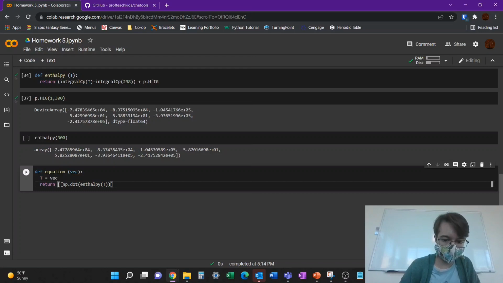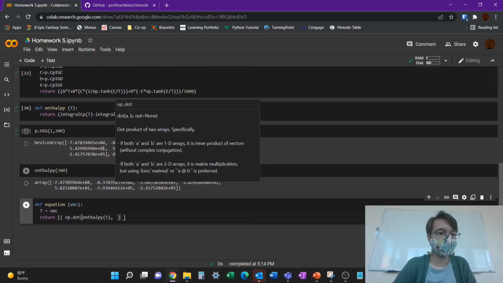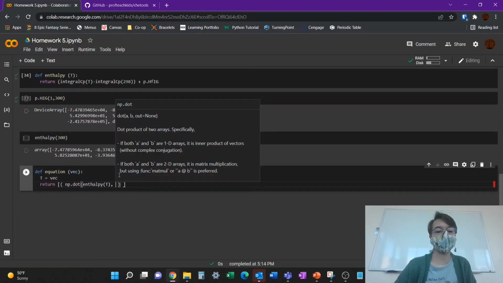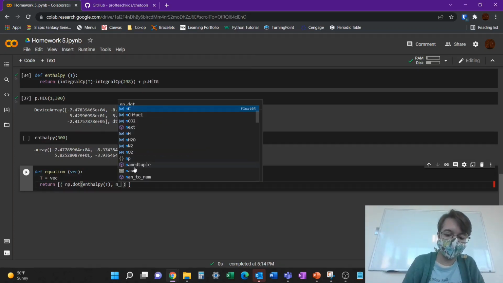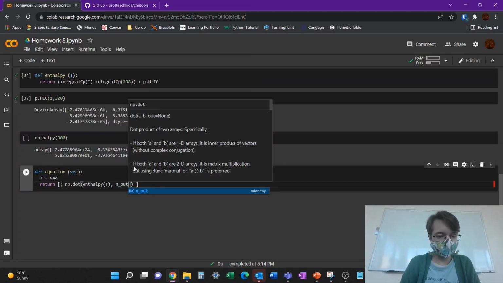Got extra parentheses in there. Alright, I think I got my parentheses sorted now. Alright, so it's going to be np dot dot, and then it's going to be the enthalpy, and we'll multiply that by the moles going out, because that's our final situation, as it's exiting at the higher temperature. So we're going to use moles out.